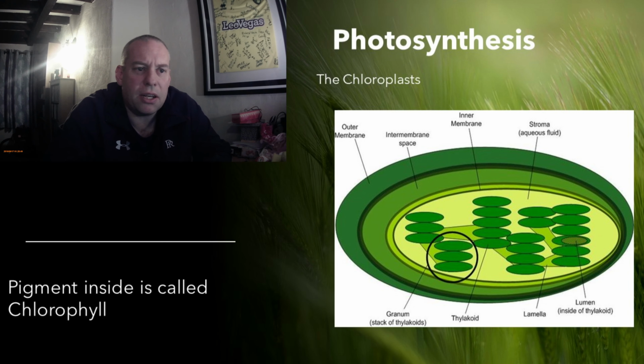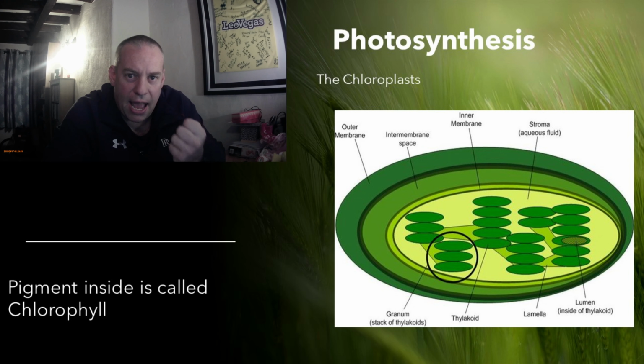Now, what each of those do, you will do later at GCSE and A-level, but for the moment, the key part are the thylakoids. And inside the thylakoid is a pigment called chlorophyll. And it's this chlorophyll which is the agent that's going to help combine the carbon dioxide and water with the aid of sunlight to make your photosynthesis. So that's going to happen inside all of those chloroplasts.